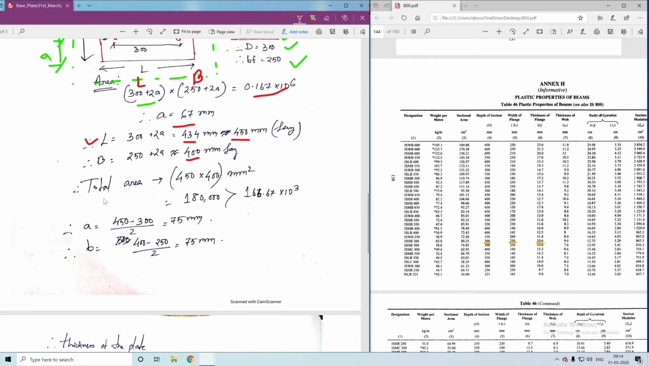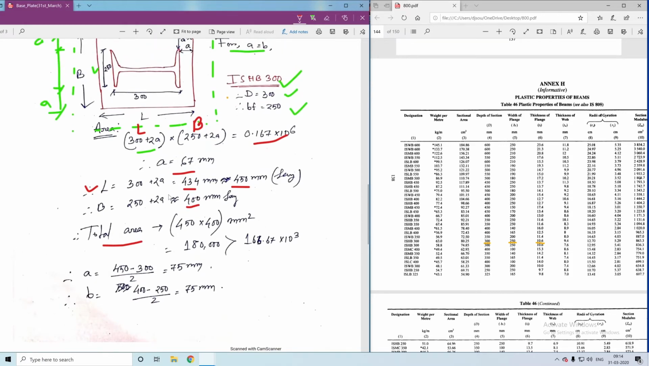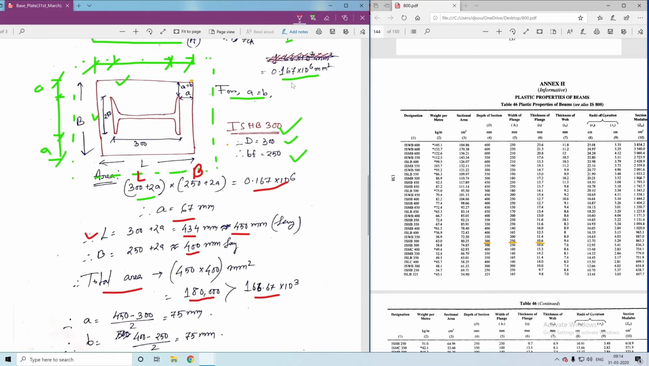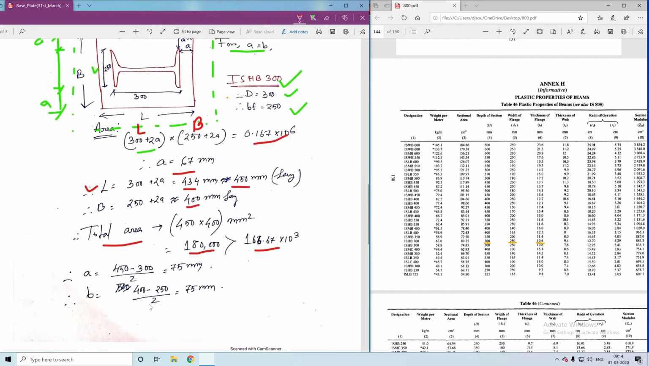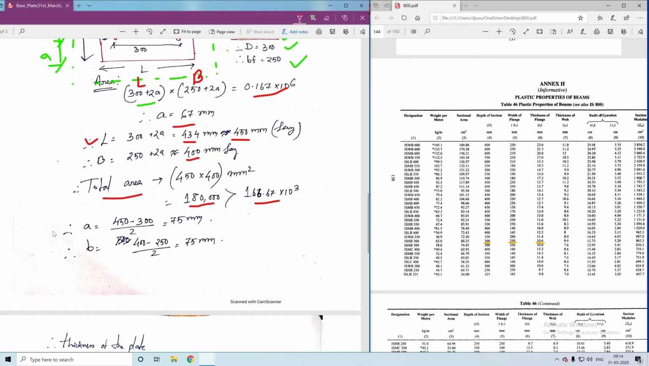So the total area which I am considering is 450 into 400, that is 180,000, which is greater than our area requirement. This is the area required. You can see 0.167 into 10 to the power 6 millimeter square is the same as 166.67 into 10 to the power 3. So what will be the value of A for our dimensions 450 and 400?